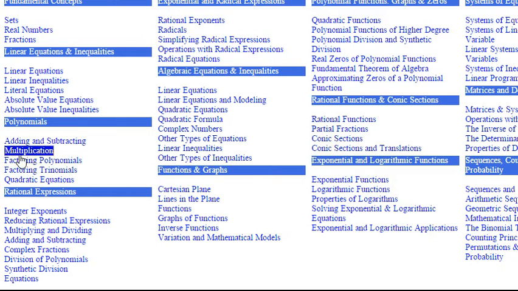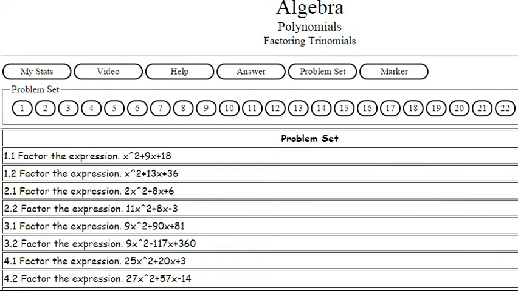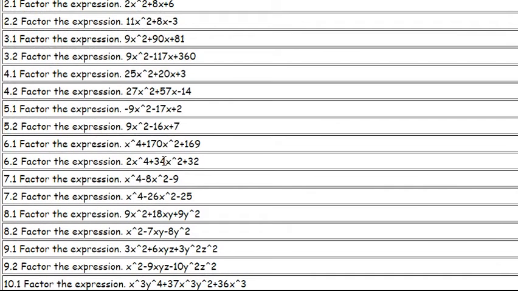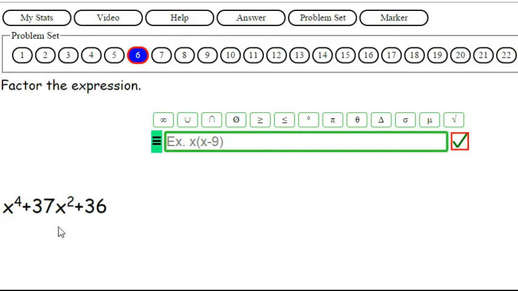Click on the algebra. Let's go down to factoring trinomials. And I believe we're at 6.1. Okay, so let's write this down. Got x to the 4th plus 37x squared plus 36. Right.